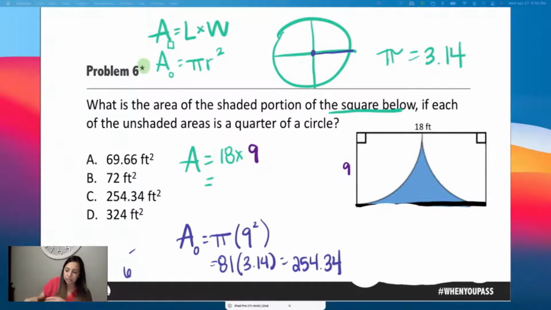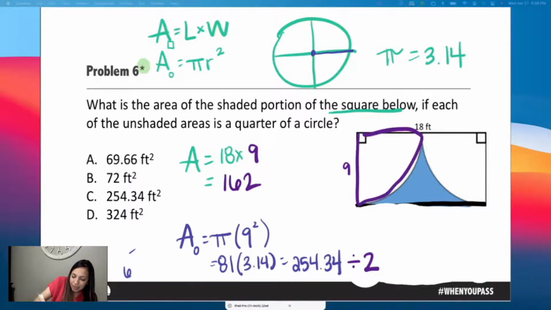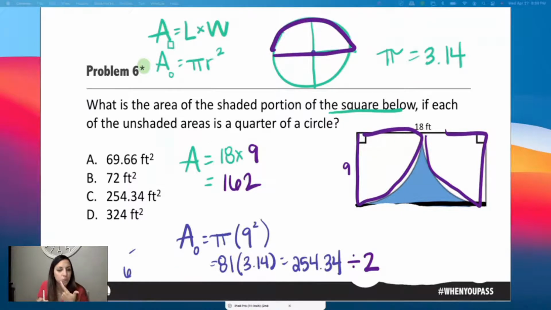That would give us 162. And then we would find the area of our circle, but then we would divide it by 2 because this and this would only create a half of a circle. So we would only be subtracting a half of a circle. Does that make sense? I wanted to show that to you because I just wanted you to be able to see how to manipulate a problem like this.